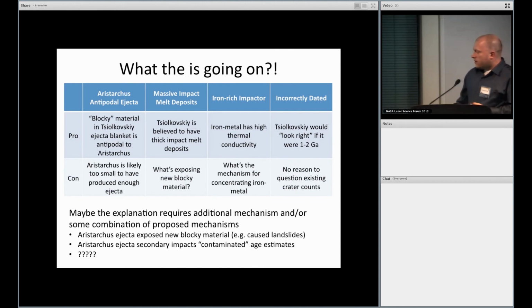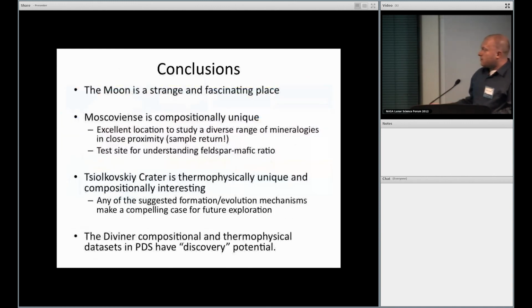Or Matt Siegler had an idea, which should definitely be investigated, as to whether or not the secondary impacts from Aristarchus could have contaminated the crater counts, and perhaps it actually is younger, but then that has problems for how you get that much mare in a crater that size later in their history. Or some other ideas. So if you have a suggestion here, we're certainly willing to look at any ideas at this point. So in conclusion, the moon is a strange and fascinating place.